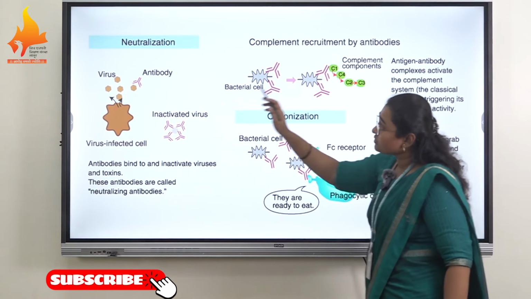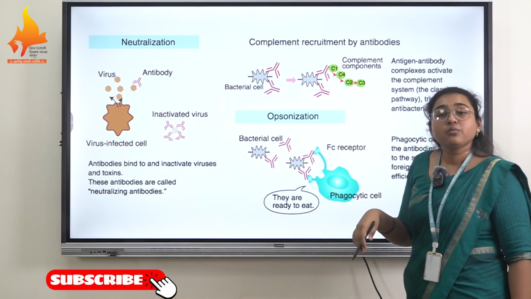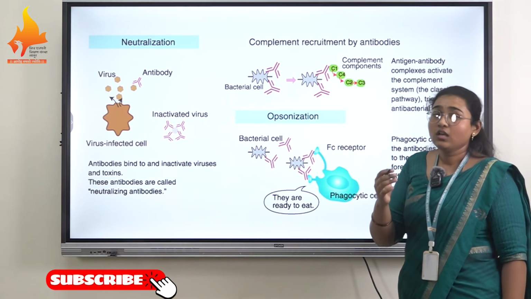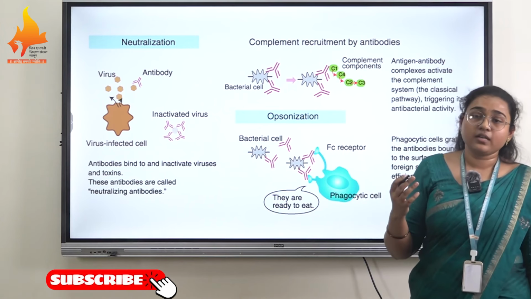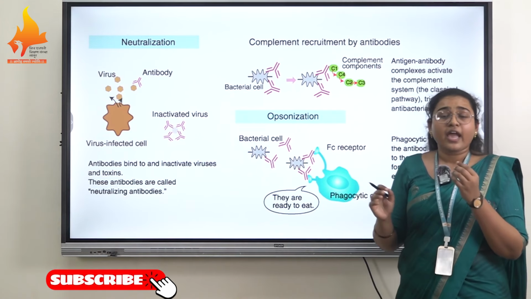So the first function is neutralization, the second is complement fixation, and the third is opsonization. By all these methods, antibody can eliminate the pathogen particle or the antigen particle from our body. The concept of antigen is very vast. Antigen can be a pathogen like viruses, bacteria, protozoa, etc. Antigens can be proteins in case of some allergic reactions, or antigens can be toxins, like in food poisoning, enterotoxin, exotoxin, like that.